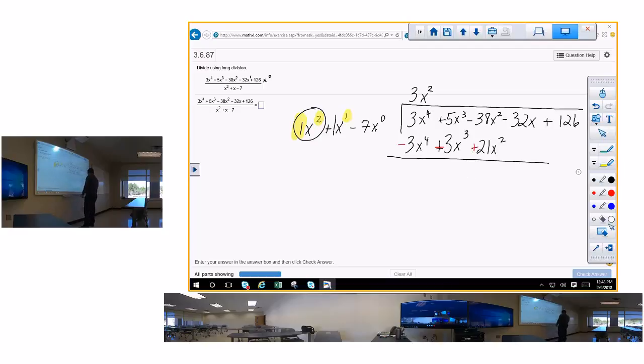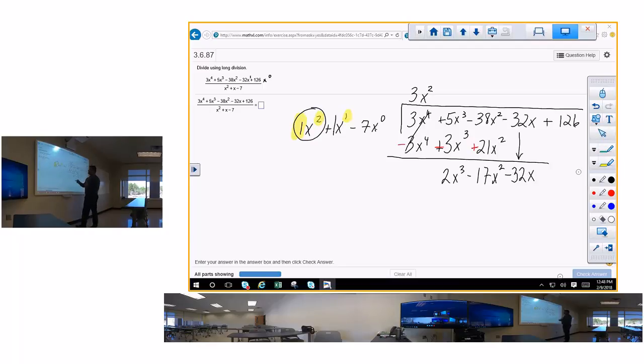Now we do our adding, or subtracting, whatever you want to call it. That goes out. That's supposed to happen. First term on the left should always go out. 5 minus 3 is 2x cubed. Negative 38 plus 21. Well, the answer is going to be negative because the negative is greater. So 38 minus 21 is 17, negative 17x squared. And the negative 32x comes to help out.